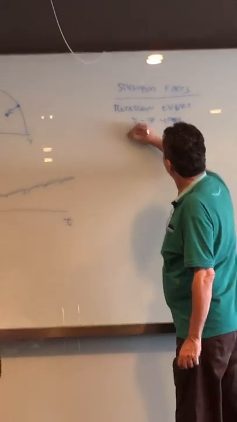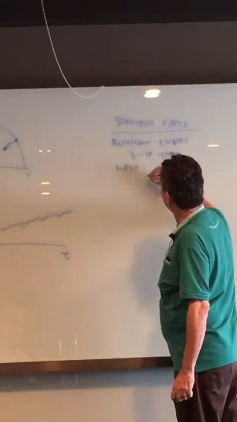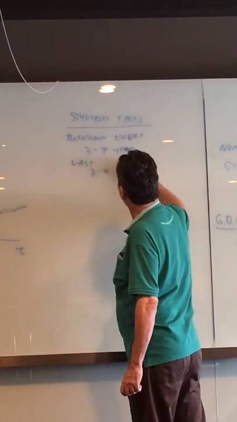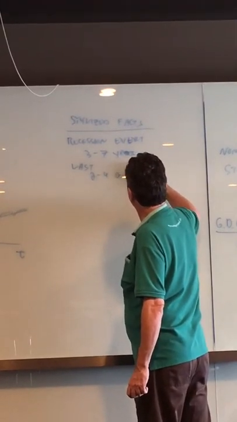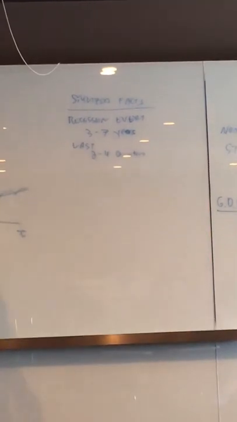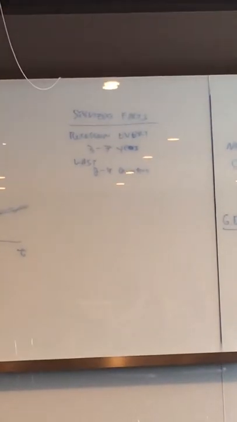And then it will last 2 to 4 quarters. The recession will last anywhere from 2 quarters, that's 6 months, up to a full year. Then you're out of the recession.